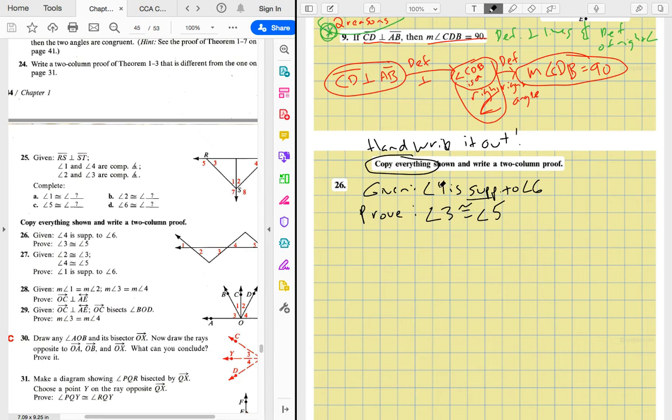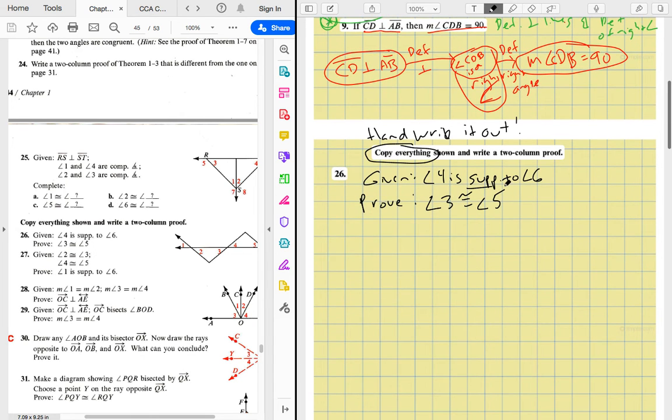3 and 5, if we can get them to be, 4, 6, I don't know. We'll figure it out here. Let's look at the diagrams. This might actually be a little trickier here. Okay, so I got that written down.